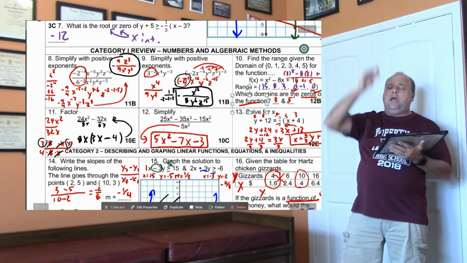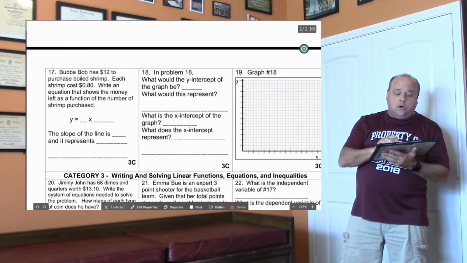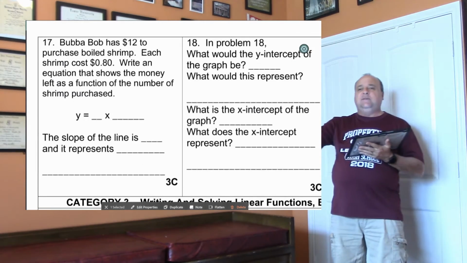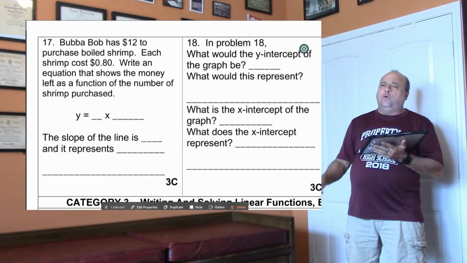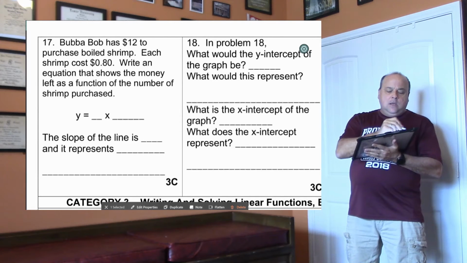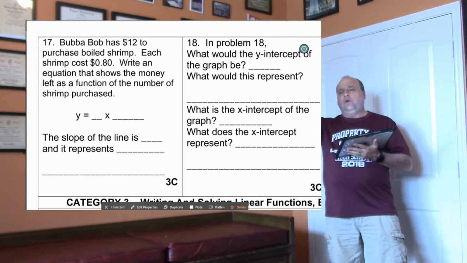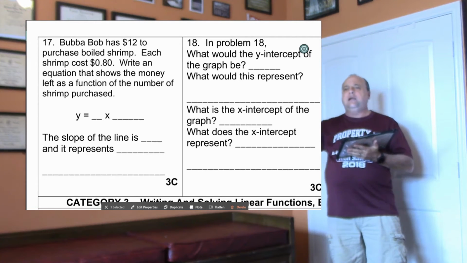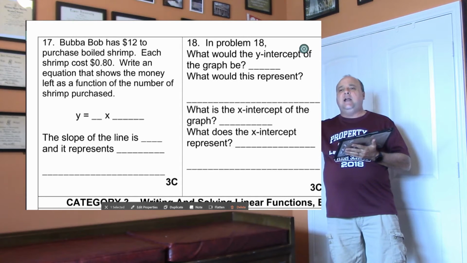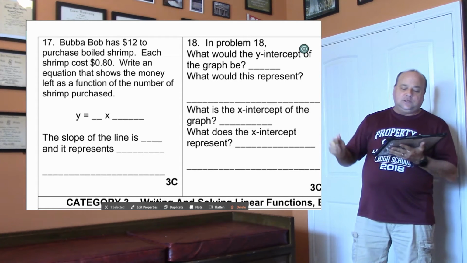Let's turn the page. Okay, so we're going to go to 17. I'm not going to do this whole top row for you. Hopefully you got this down. This is like a huge concept right here, what you're doing. You're going from a verbal description to an equation. You're getting the intercepts, then you're graphing the line. You're getting the domain and range, okay?